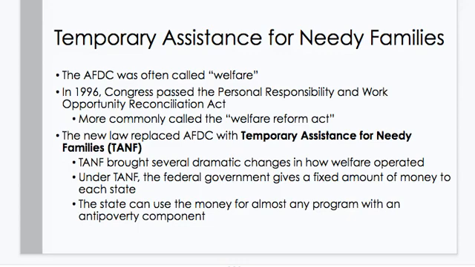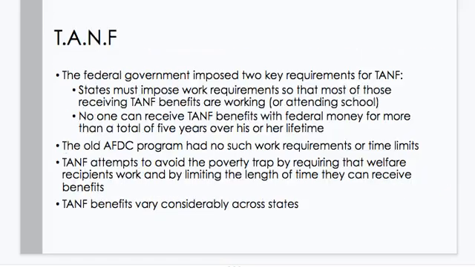Under TANF, the federal government gives a fixed amount of money to each state. The state can use the money for almost any program with an anti-poverty component. The federal government imposed two key requirements for TANF. States must impose work requirements so that most of those receiving TANF benefits are working or attending school. No one can receive TANF benefits with federal money for more than a total of 5 years over his or her lifetime. The old AFDC program had no such work requirements or time limits.